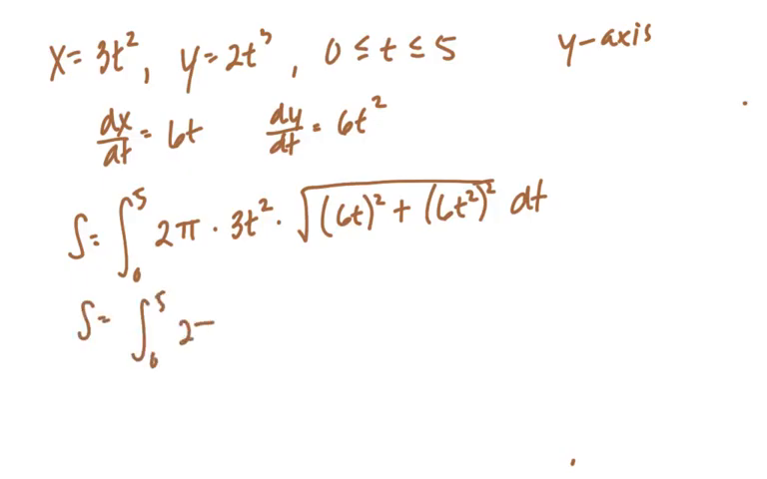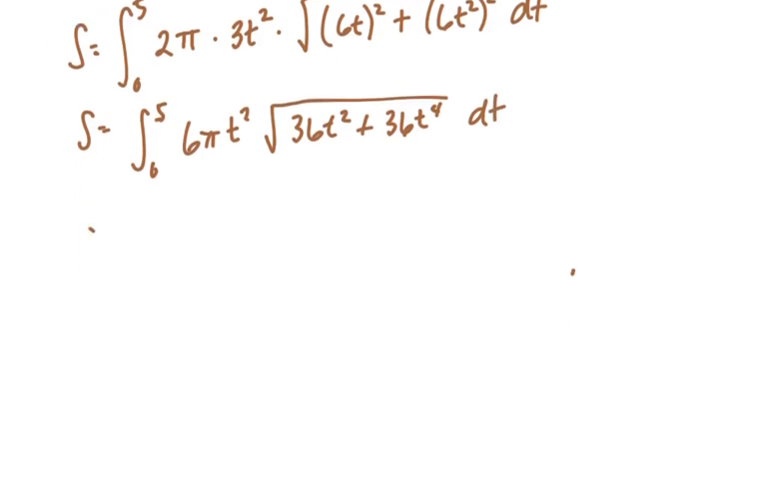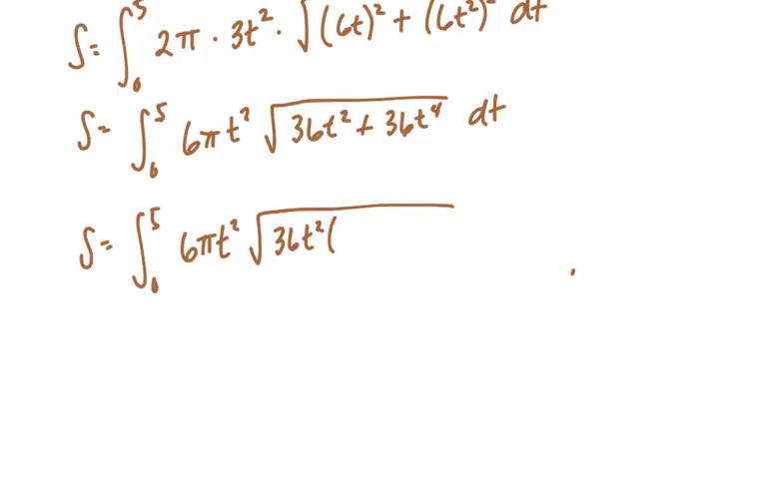So we have 2 pi, let's simplify that. So we have 6 pi t squared times the square root of 36t squared plus 36t to the fourth. Looks very much like one we did a minute ago, doesn't it? So we have s equals the integration from 0 to 5, 6 pi t squared, square root of 36t squared times 1 plus t squared dt.